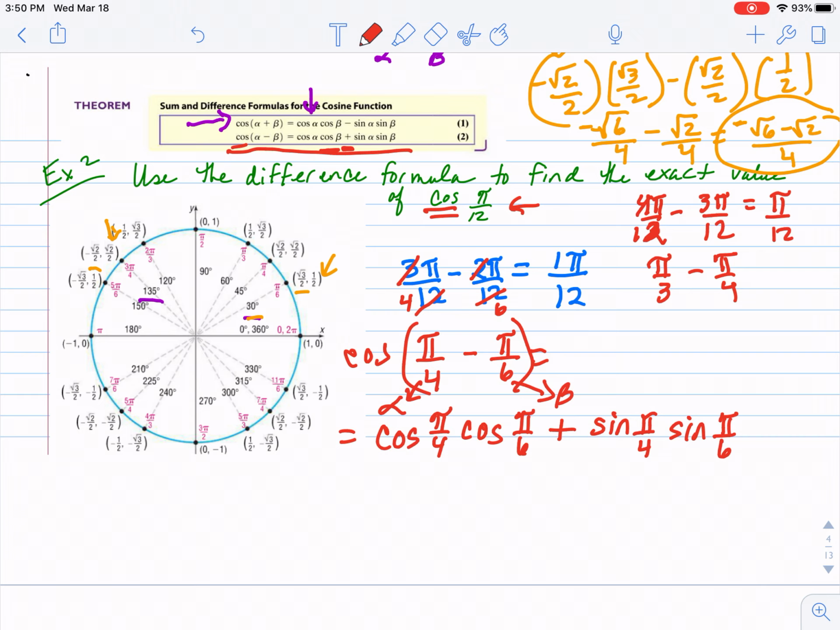Okay, so now check it out. Cosine of pi over 4 is rad 2 over 2. Cosine of pi over 6 is rad 3 over 2.